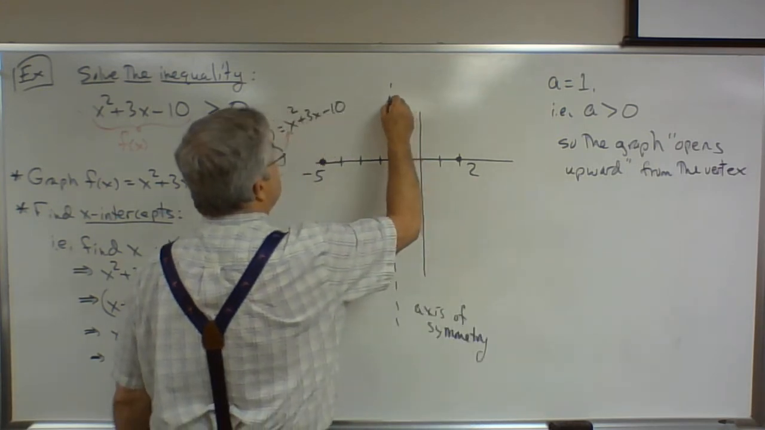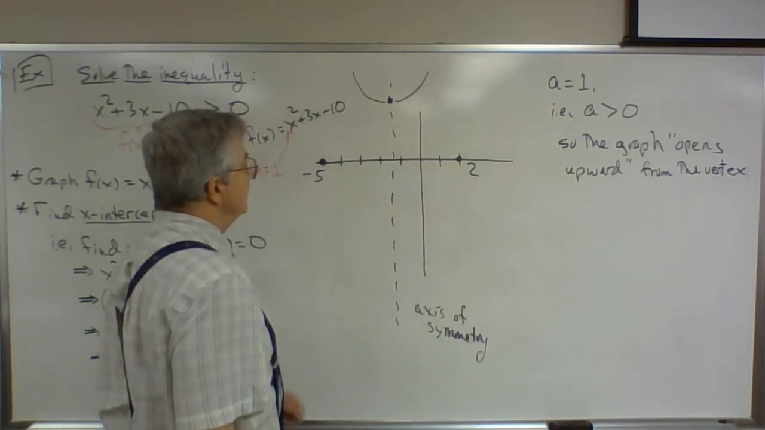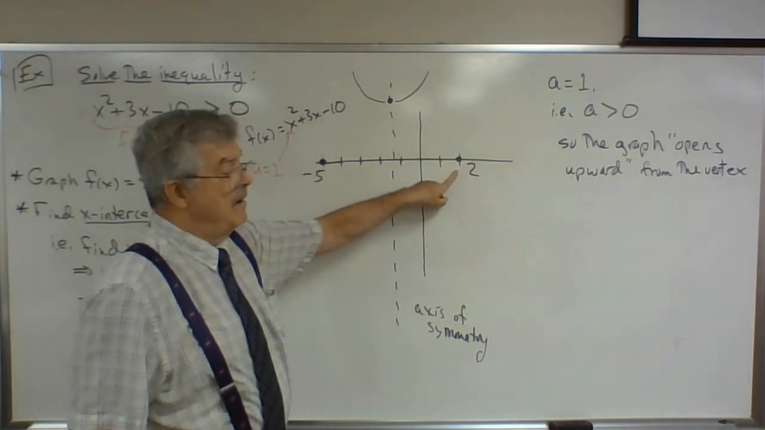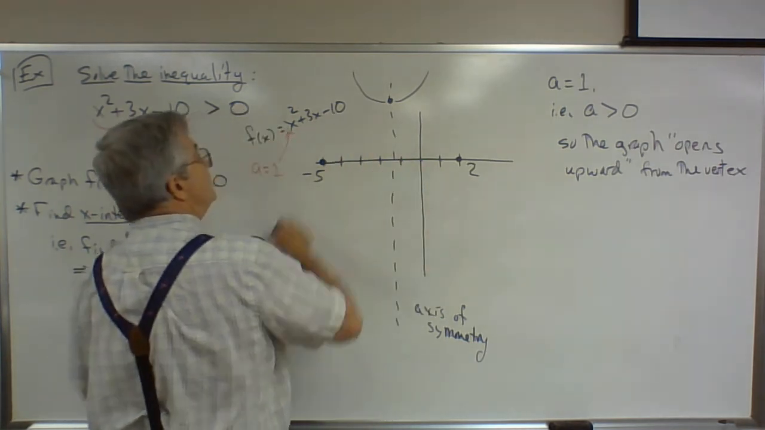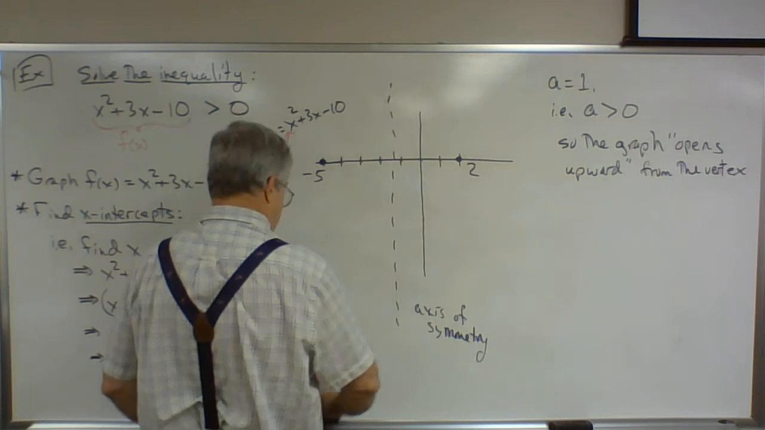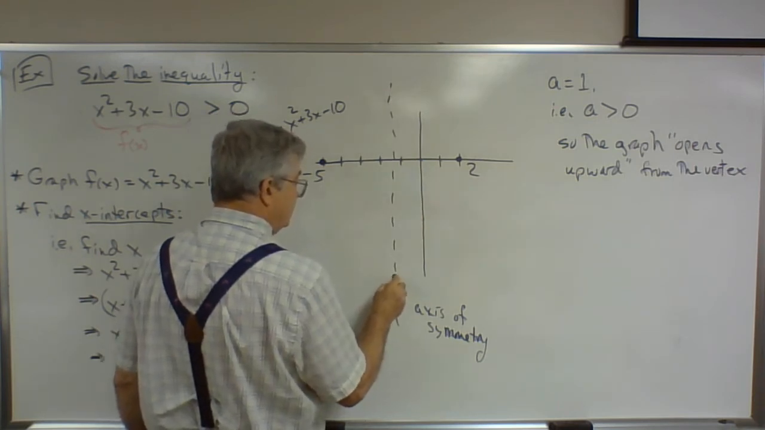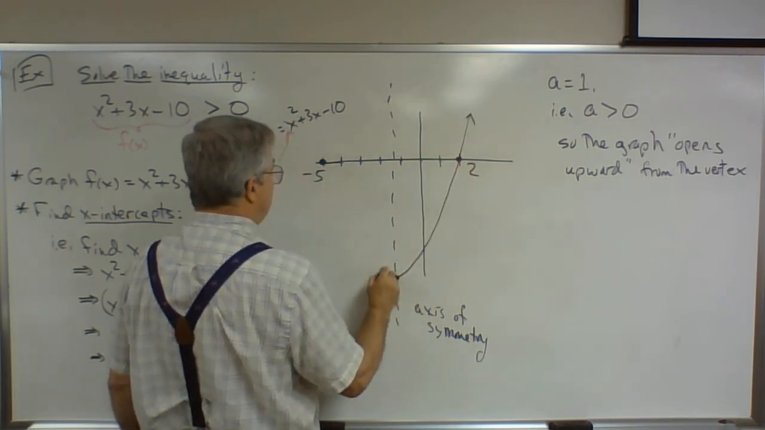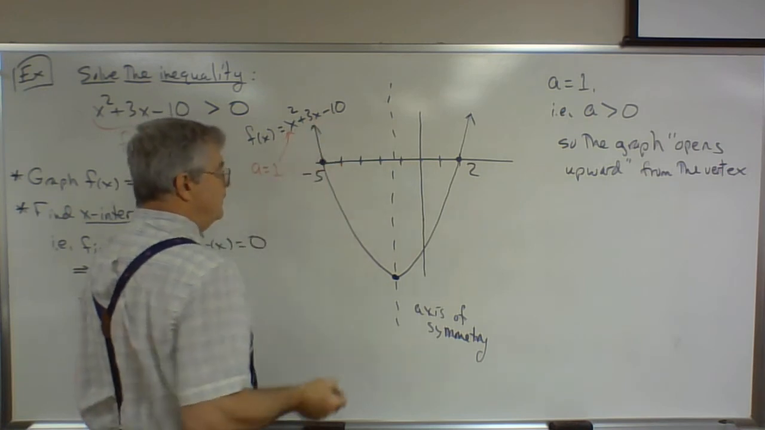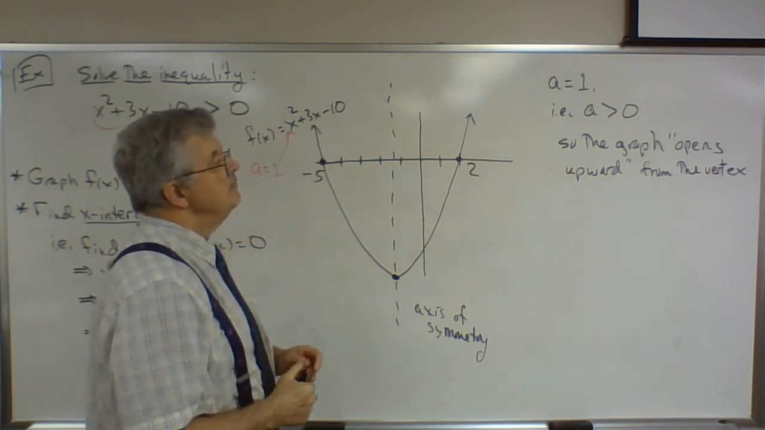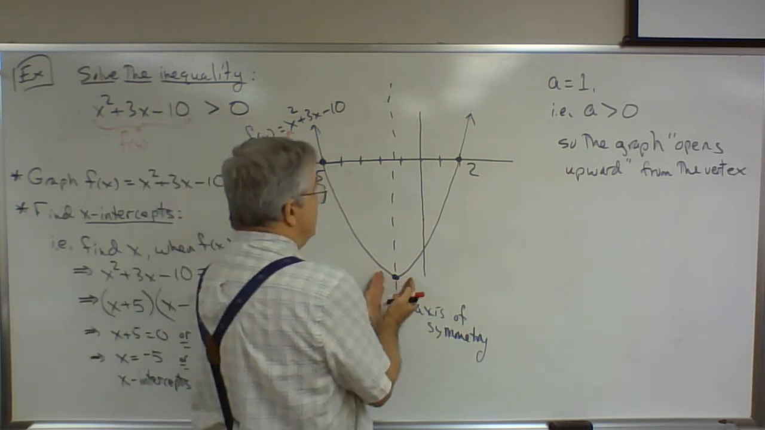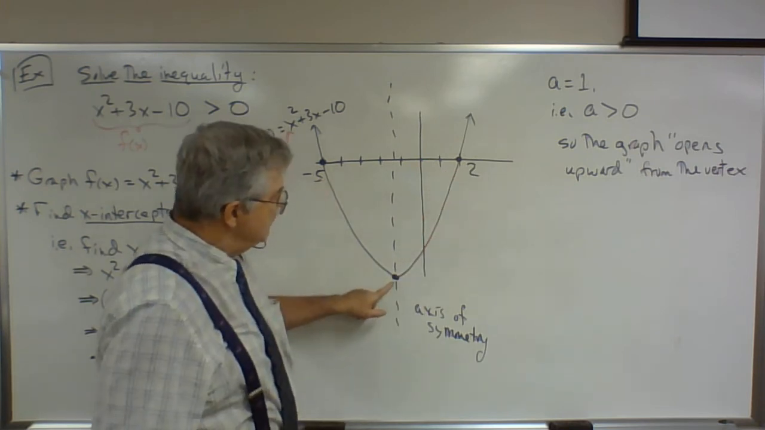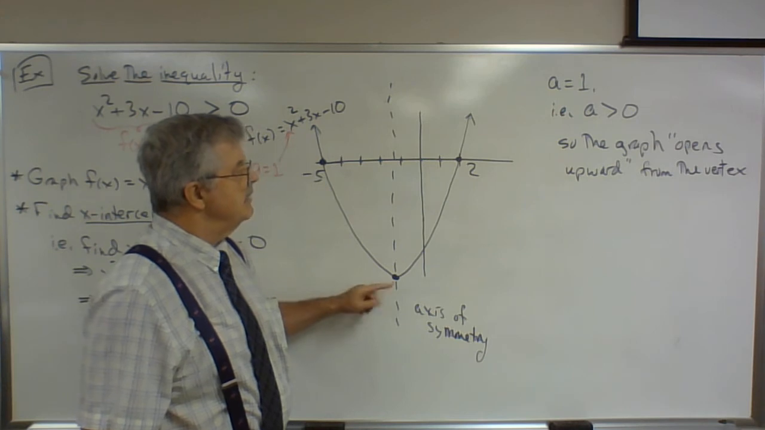Now, if the vertex is up here and the graph opens upward, is the graph ever going to intersect the x-axis? No. So the vertex can't be up here. If the vertex is down here below the x-axis and it opens upward, is it going to intersect the x-axis? It sure is. So the fact that the graph opens upward and intersects the x-axis at these 2 points means that the vertex has to be below the x-axis.